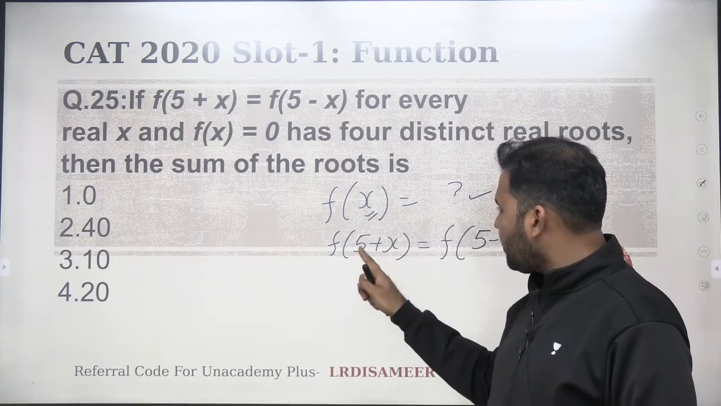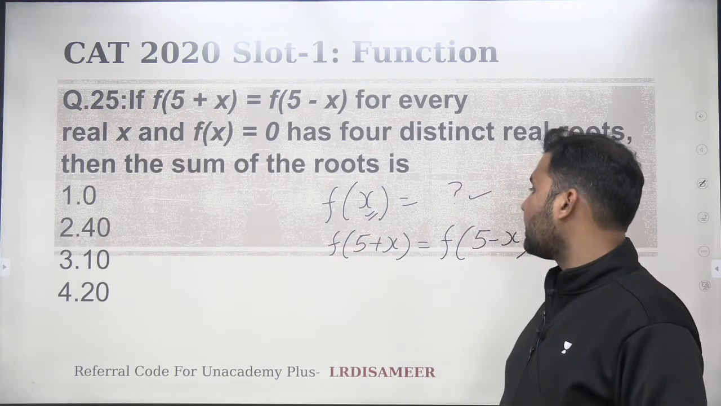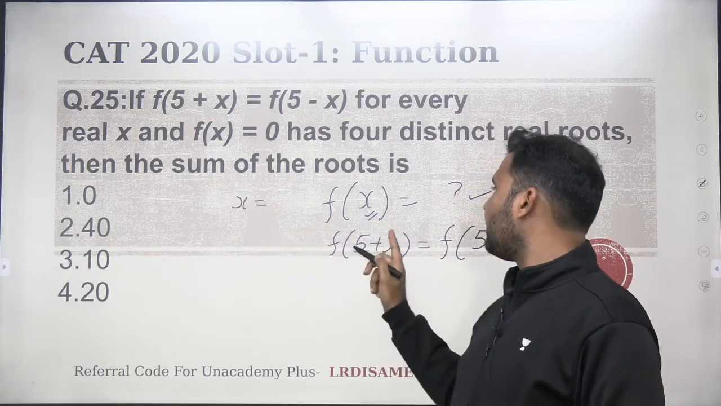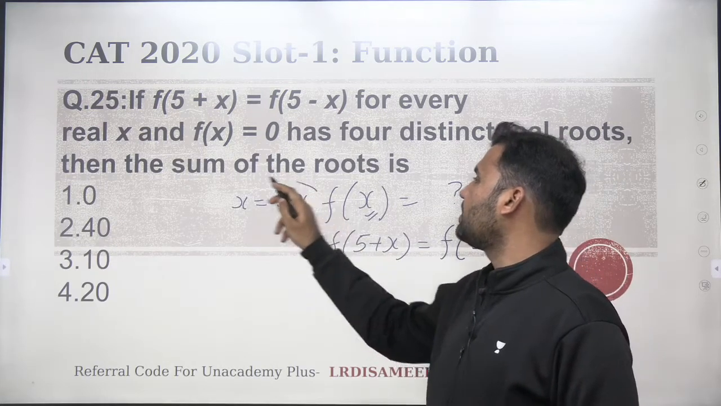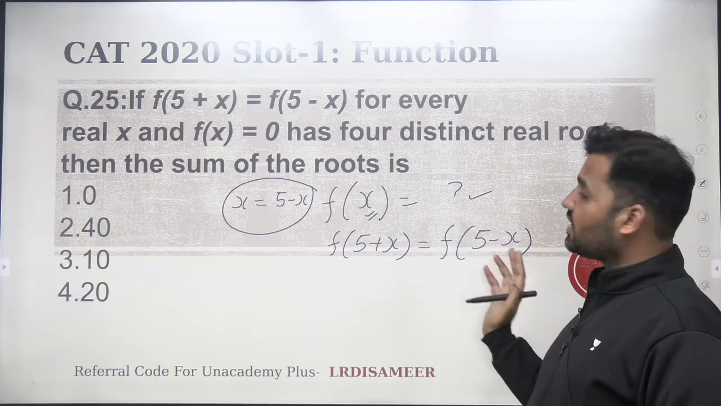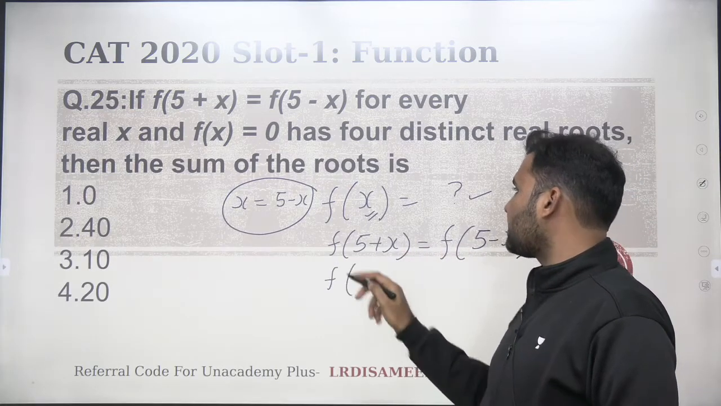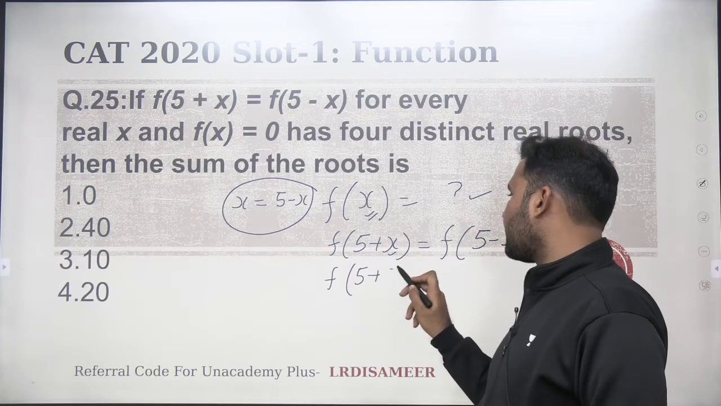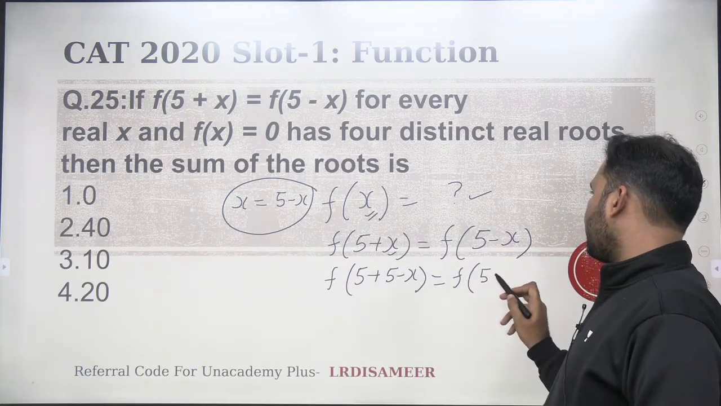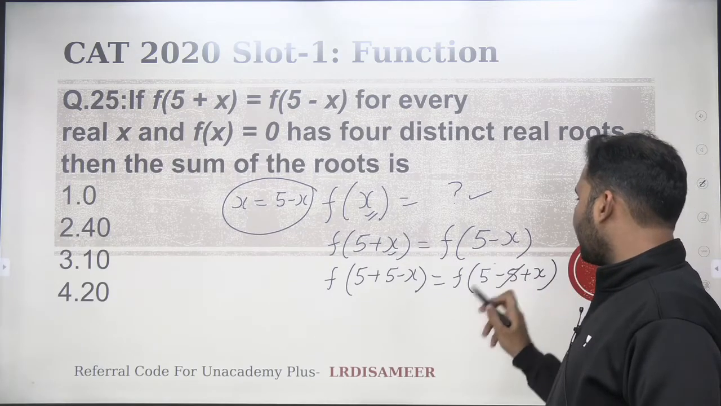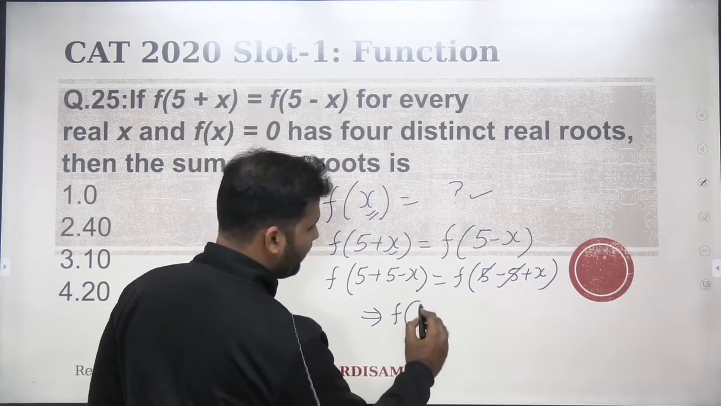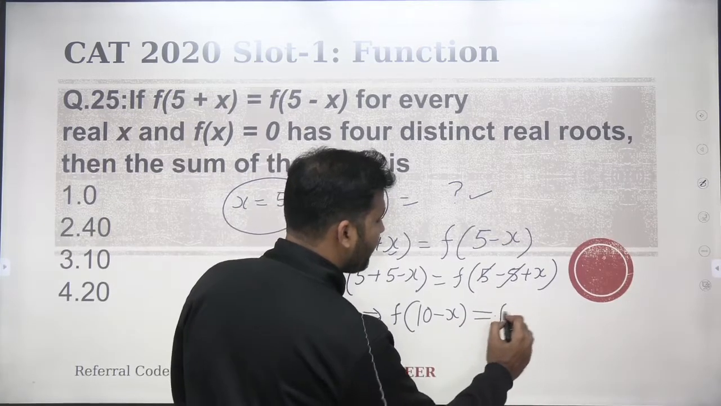That means if I want to find out the value of x here, I need to put the value of x as 5 minus x. If I put the value of x as 5 minus x, 5 and 5 will get cancelled and I will get the expression in terms of x. Now let's put x as 5 minus x. Using this value here, I'll have 5 minus 5 plus x, 5 and 5 will get cancelled, and I'll have a relation which can be represented as f of 10 minus x equal to f of x.